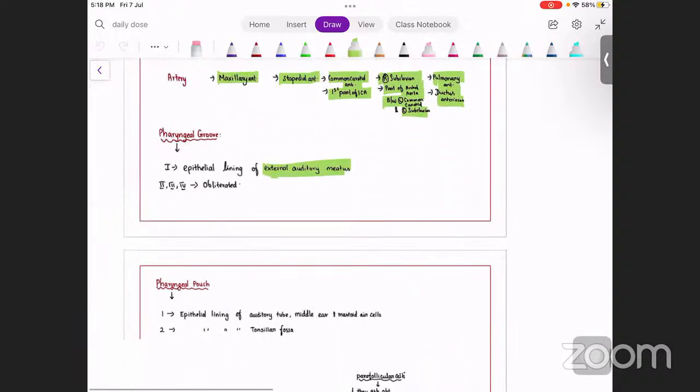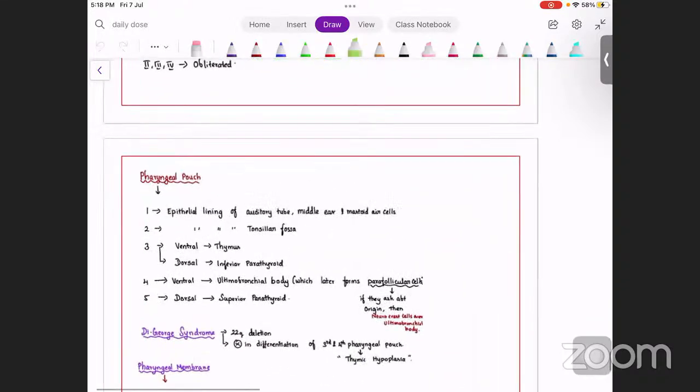The next area is your pharyngeal pouch. Speaking about the pharyngeal pouch, we have 5 pharyngeal pouches. What are the 5 pharyngeal pouches, people? Pouch 1: the epithelial lining of your auditory tube, middle ear, and mastoid air cells comes from pharyngeal pouch 1. And pouch 2: the epithelial lining of your tonsillar fossa gives rise to pharyngeal pouch 2.